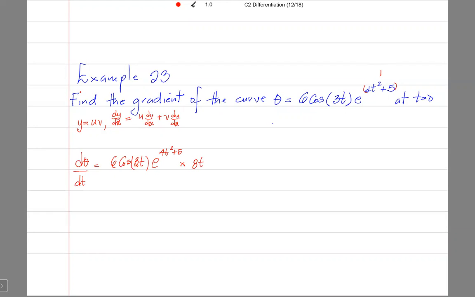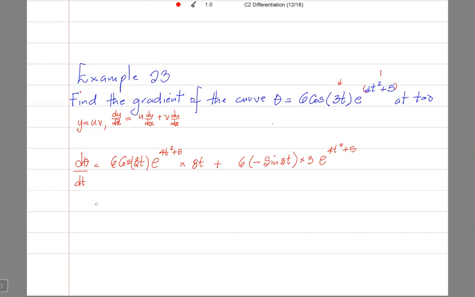So I leave the first, differentiate the second, then plus leave the second, differentiate the first. The first is 6 cos 3t. If you differentiate that, you're going to get 6, differentiate cos, you get what? Minus sine 3t, and you have to multiply by the differential of the inside function, which is 3t. So you multiply by 3, and you leave the second, which is e to the 4t squared plus 5.